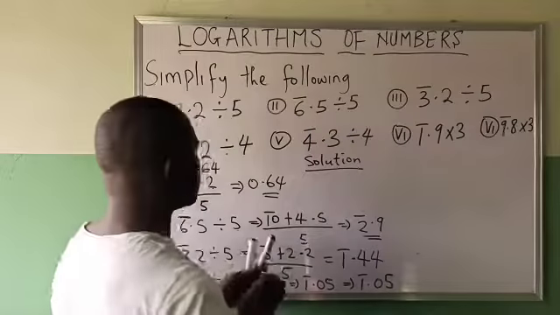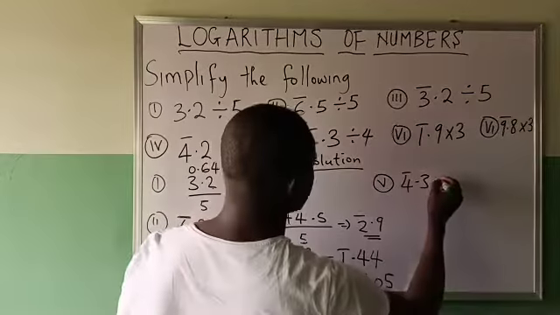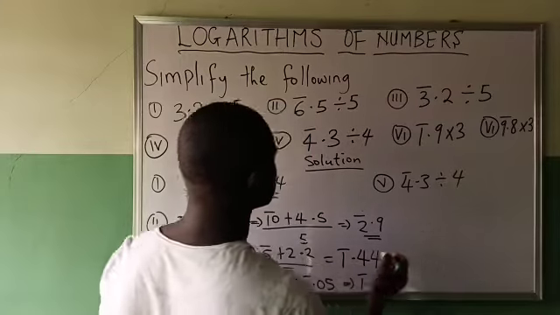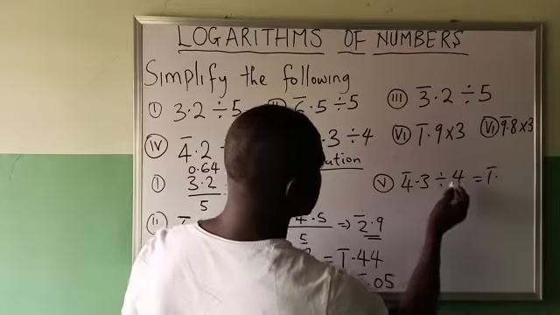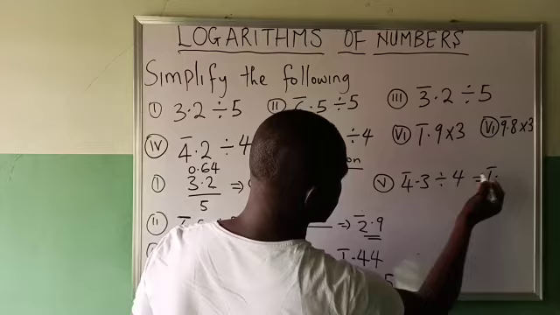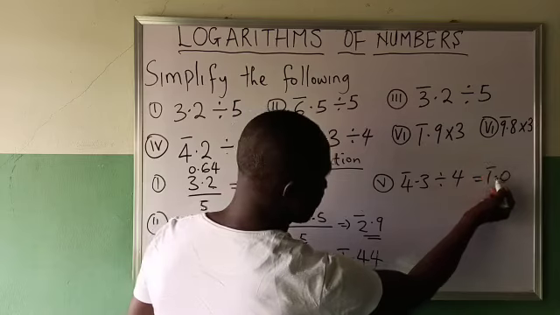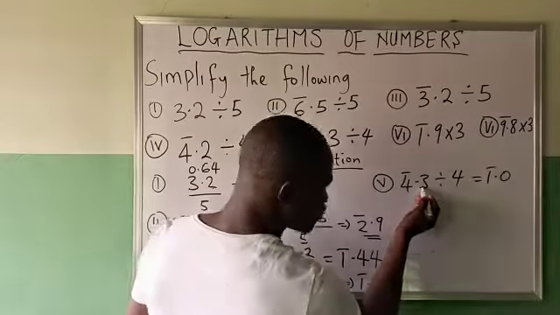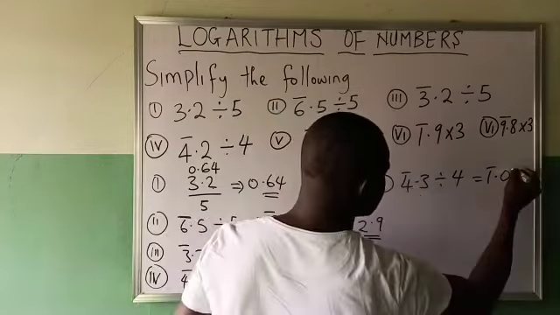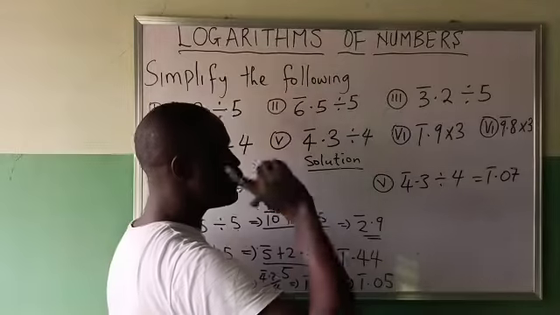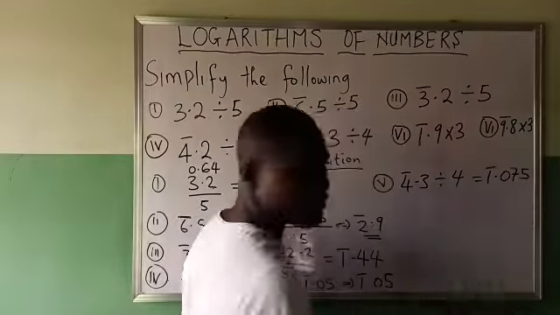Okay, we go to the fifth part. Part V says bar 4.3 divided by 4. Here it can divide. 4 divided by 4 is bar 1 point. 4 divide 3, can it? No. You write 0. 4 divided by 4 is bar 1 point. 4 divide 3 cannot. You put 0 here. Then put 0 to 3 becomes 30. 4 divided 30, 7 remainder 2. Put 0 to that 2, it becomes 20. 4 divided 20, you get 5.